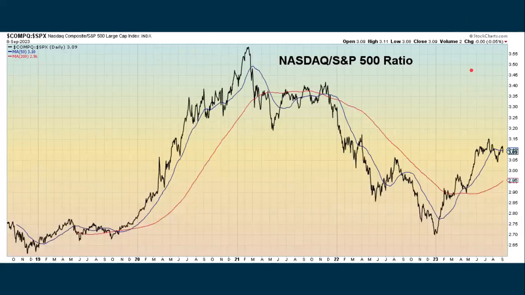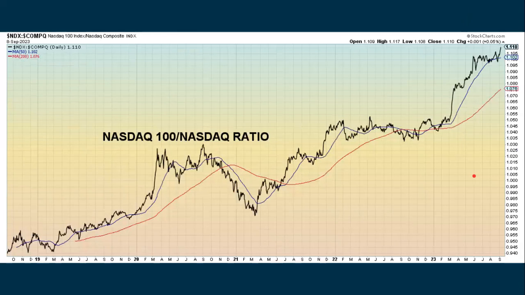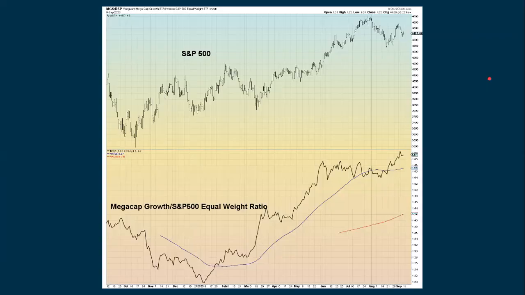We look at the NASDAQ, which has been doing quite well in 2023, and the S&P, which has also done well, but the NASDAQ is outperforming the S&P. The NASDAQ 100 and the NASDAQ both have had pretty good years so far, but when you look at them on a ratio basis, the NASDAQ 100, which has the bigger stocks, continues to outperform. We look at the mega cap growth, the really big companies, and compare them with the equal weight S&P 500, showing that the mega caps are really outperforming.